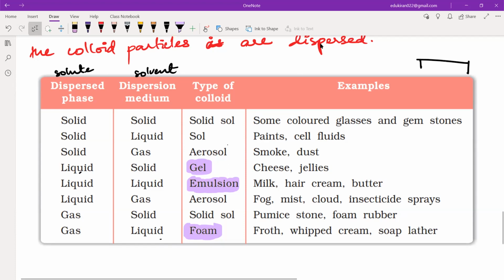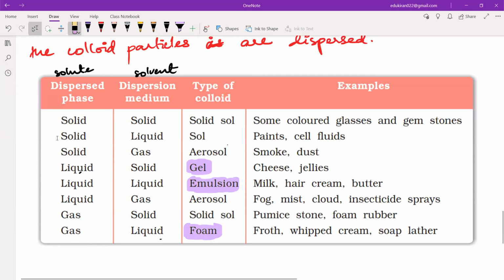You guys can remember this now. You have to remember this. You have to spend some time, write this down, and then remember these things. That solid will be solid. They will ask you to identify what type of colloid will be formed if the dispersed phase is solid and the dispersion medium is also solid. So they can ask you this type of question.